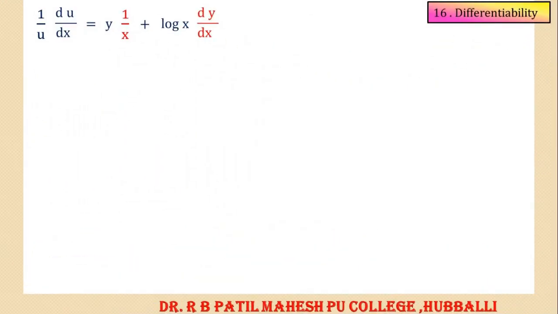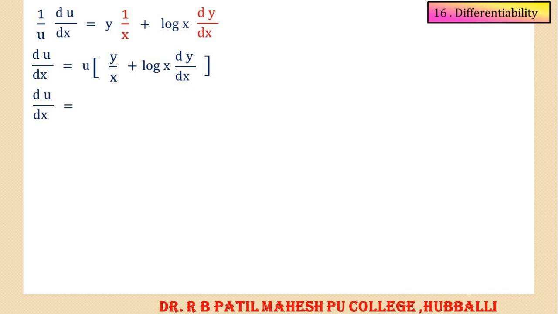So in this next step, this u transfers to the right side. So you will get du by dx is equal to u into bracket y by x plus log x dy by dx. So here you substitute the u function, it is x raised to y from the consideration. Write the remaining terms as they are. So this is the du by dx function answer.